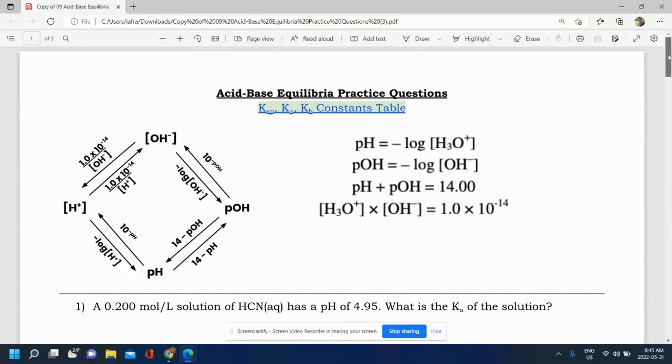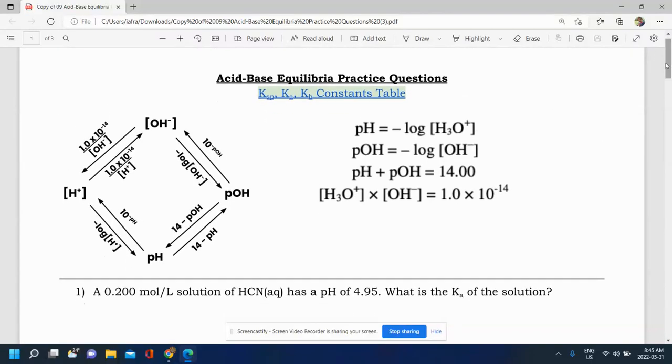In this video, we're going to do some calculations related to weak acids and weak bases. We're going to take a look at how to calculate pHs, Kas, and Kbs. In the previous lesson, we reviewed grade 11 acid-base concepts where we were dealing with strong acids and strong bases, and it was pretty straightforward to calculate pH and pOH from there.